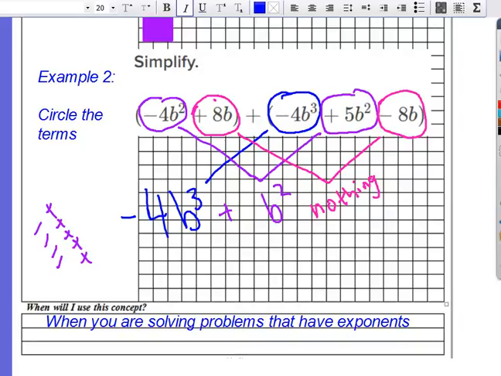And then other situations that have exponents, we're going to solve like algebra problems. So what if you had 3x squared is equal to 4, and you had to solve that? You're going to use these concepts when you're doing those things. So when you are solving problems that have exponents.